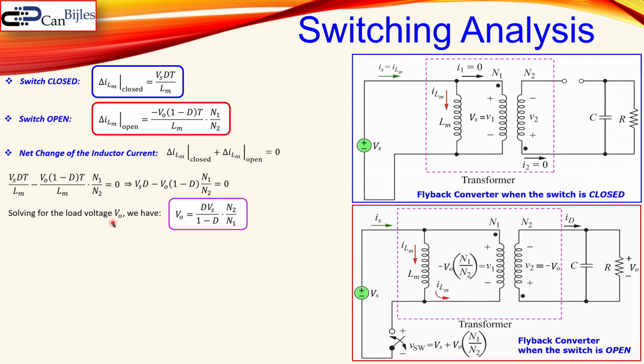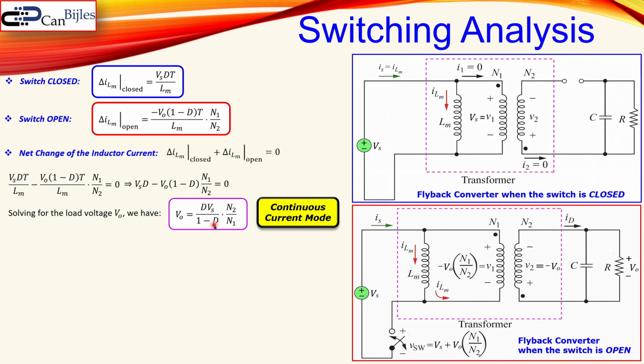So solving for the VO, which is our load voltage or the output voltage, we have this expression. You see it's really similar to the buck-boost converter. And here again the N2 over N1. Now if you do this in a couple of steps, you will end up in this expression for your output voltage. Of course, you can rewrite this for the situation you get for the duty cycle.